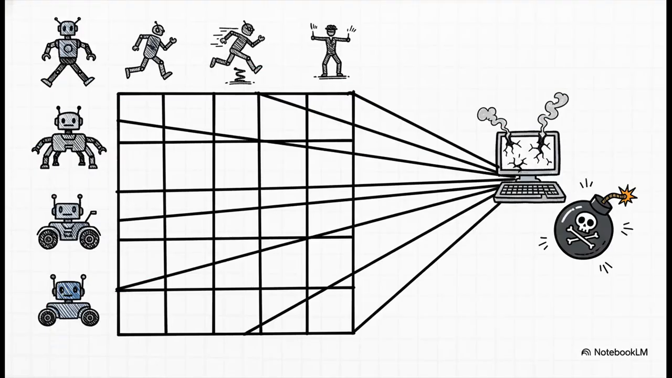Now, the brute force way to do this would be to take every possible walking style and test it on every single one of those 2,000 robot variations. And as you can probably guess, that is just computationally insane. It would take a ridiculous amount of time and processing power. Basically, the search would grind to a halt before it even got started.